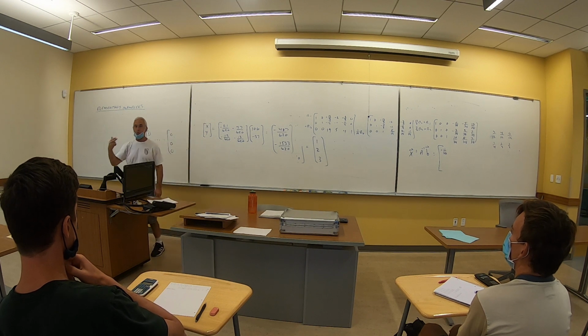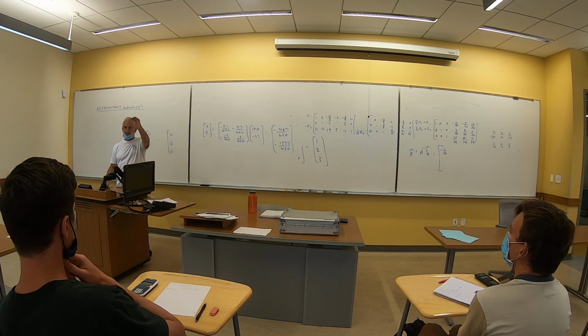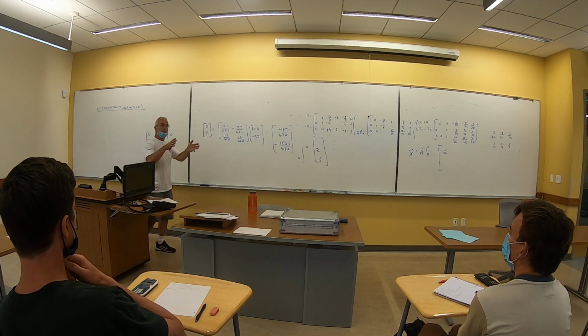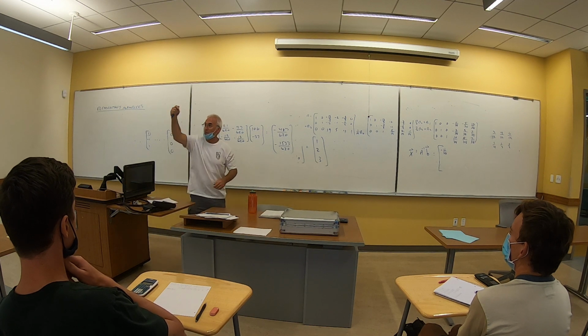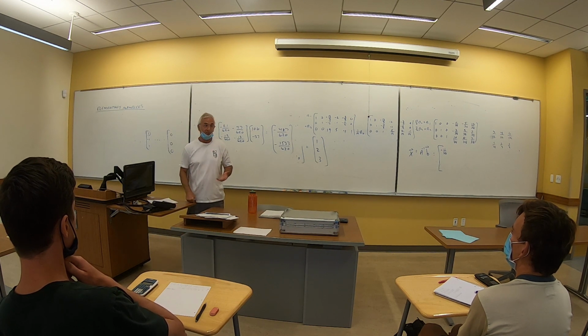But if I do legal row operations, that means take a multiple of the pivot to add to another row. You're not changing the pivot, you're changing the other row. That's a legal row operation. When we're doing matrix algebra, we often perform more than one row operation at a time because it's efficient.